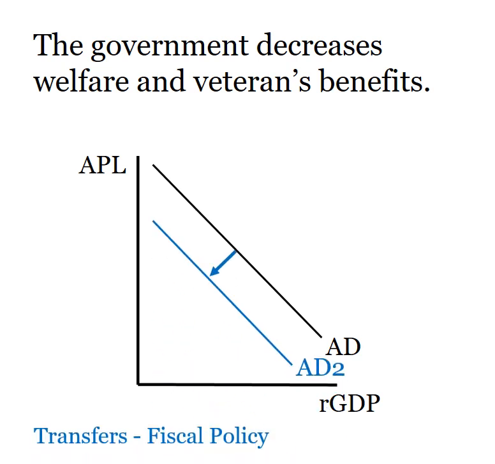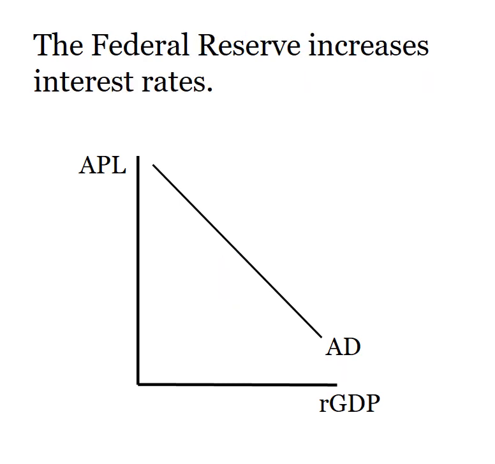So AD will shift left because what we're talking about is a decrease in government transfers. Welfare and veterans benefits are both government transfers, which are part of fiscal policy. And if government transfers go down, that means consumers have less disposable income left over. So their aggregate demand will go down. It will shift left. The Federal Reserve increases interest rates. What do we think will happen here?